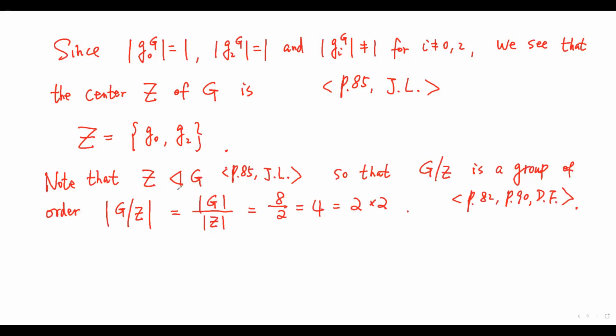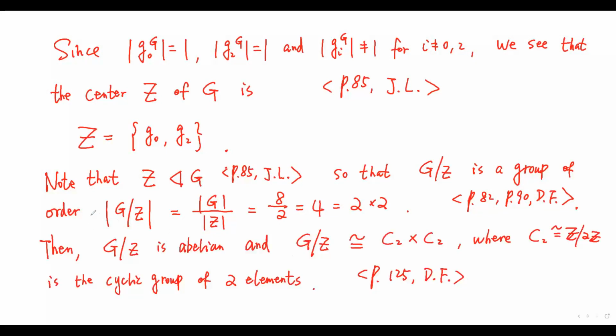Note that Z is normal in G. So G over Z is a group of order equal to 4. From the order, this one is 2 times 2. G over Z is an abelian group and isomorphic to C2 times C2, where C2 is the cyclic group of 2 elements.